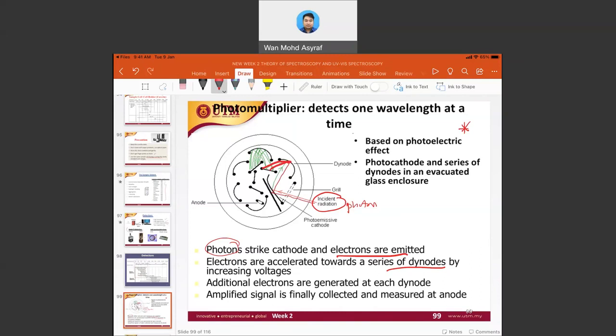Additional electrons are generated at each diode. Once it reaches the first diode, it increases its electron number, and then it hits the second diode, the third diode, the fourth diode. So you can imagine that you would have multiple electrons inside your photomultiplier tube. This amplified signal is finally collected and measured at the anode. This is how a photomultiplier tube works.